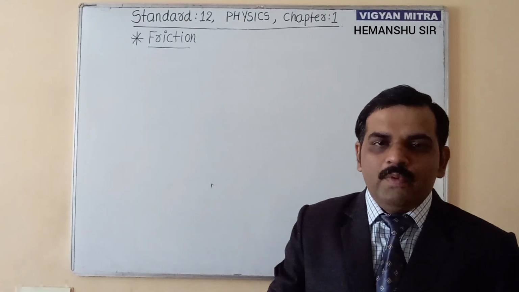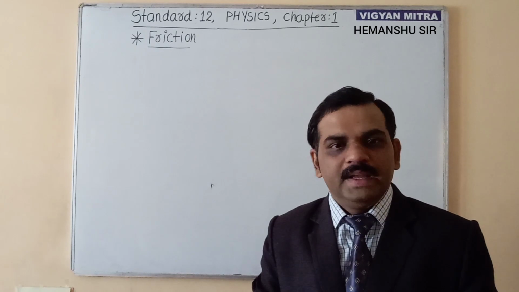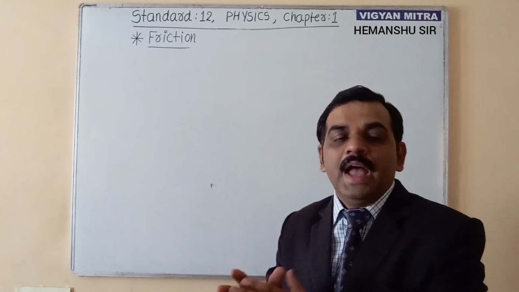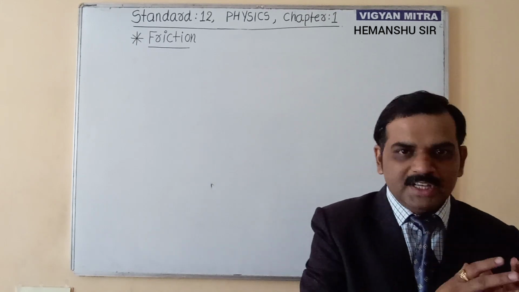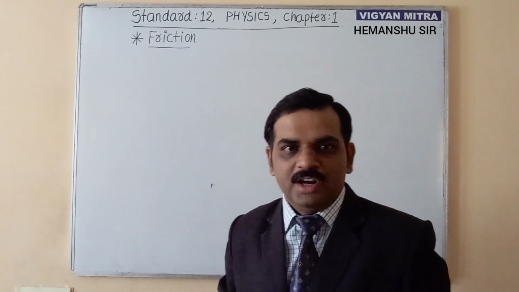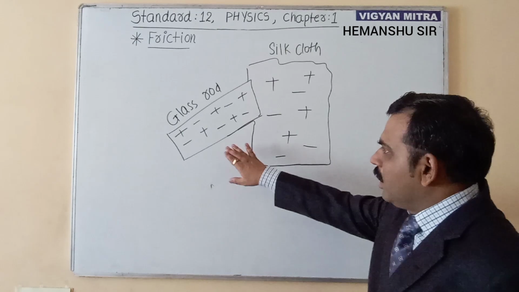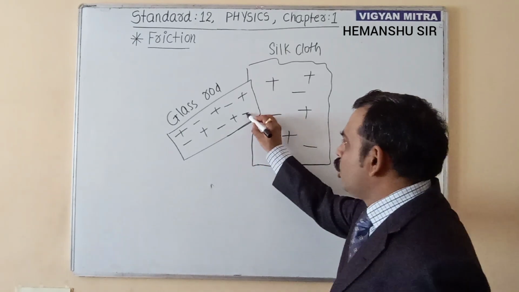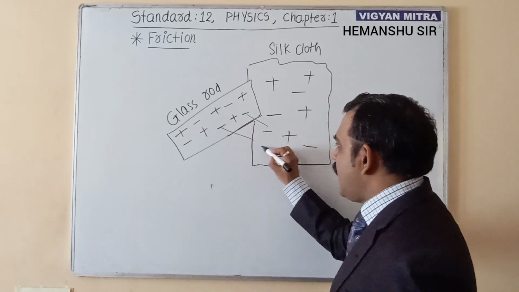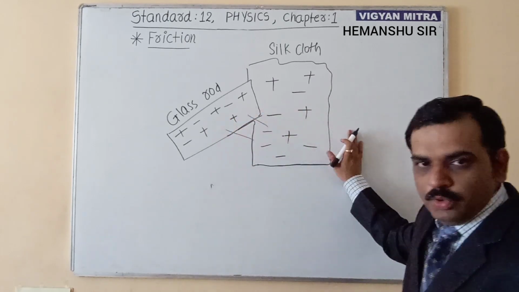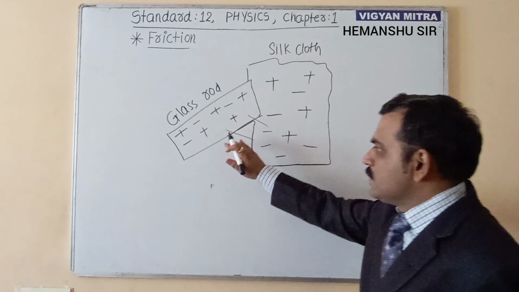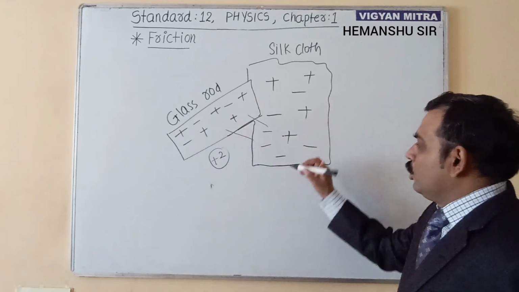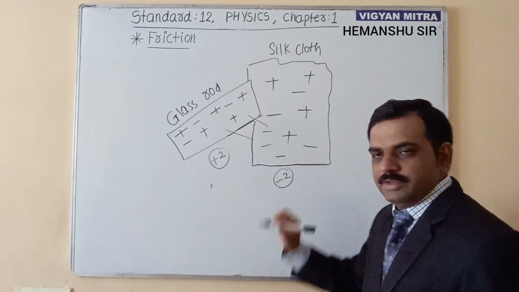Friction. When two bodies are rubbed together, electrons are transferred from one body to the other body. As a result, one body becomes positively charged while the other negatively charged. When we rub a glass rod with silk cloth, some of the electrons from the glass rod are transferred to the silk cloth. Thus, the glass rod gets positively charged and silk cloth gets negatively charged.